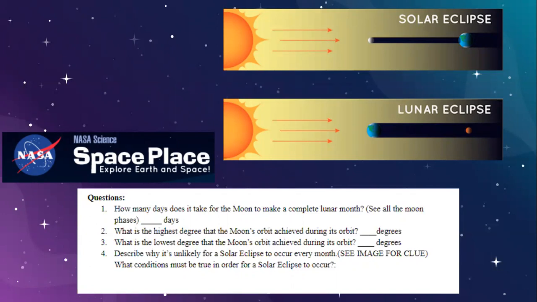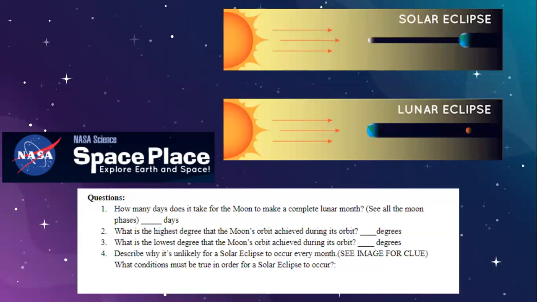And so what is the highest degree that the moon's orbit achieved during its orbit? Well, we saw positive 5 degrees, and if we would have done it throughout, we would have seen a negative 5 degrees for the lowest degree of its orbit. And so question 4 then asks, why is it unlikely for a solar eclipse to occur every month? And so we see that image here on what eclipses are, and we've just talked about our theory about why we think the moon's angle changes.